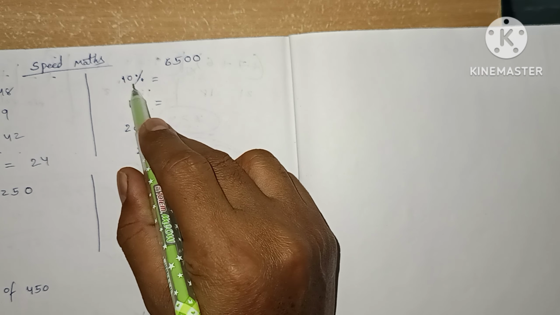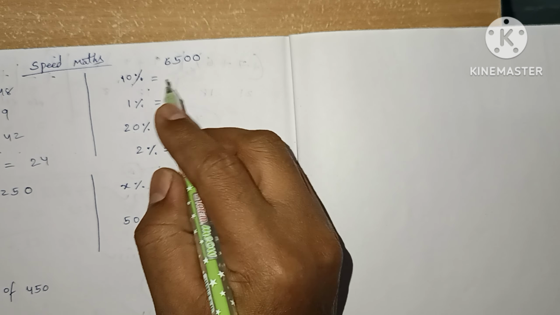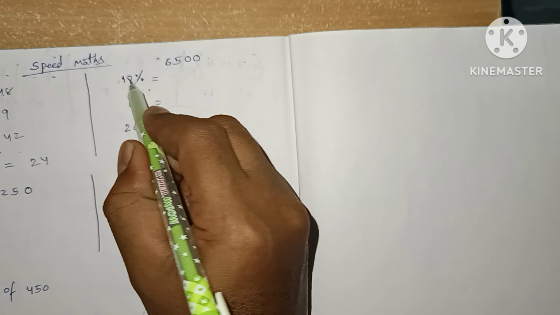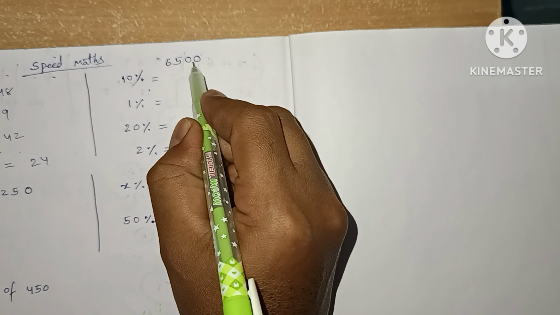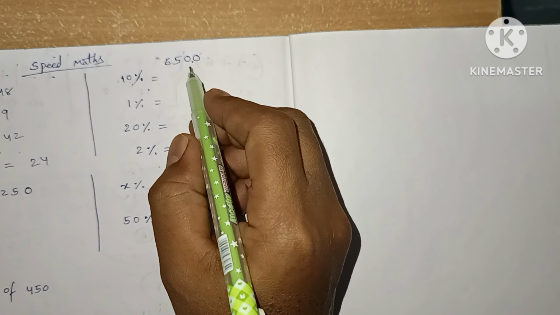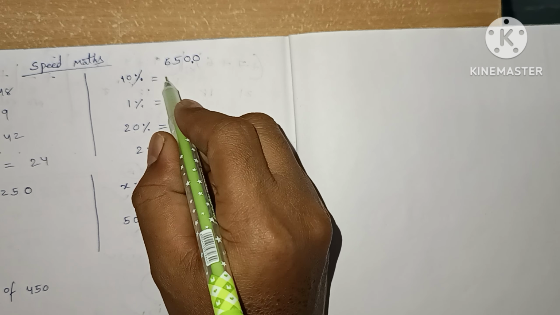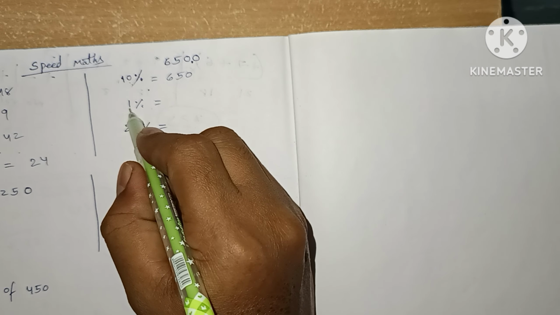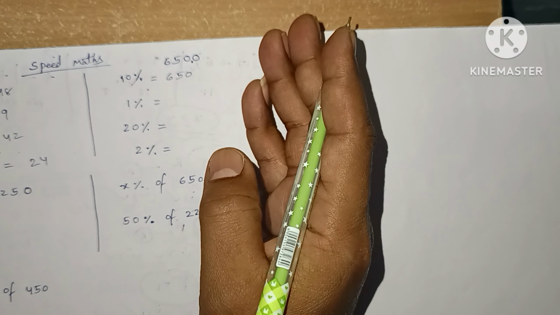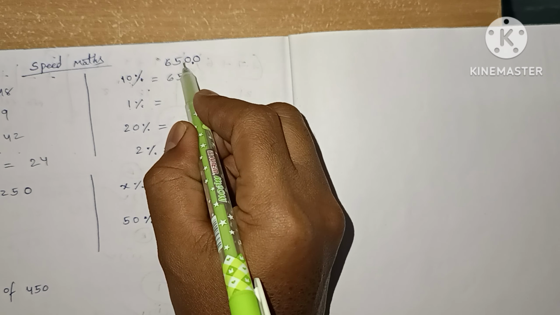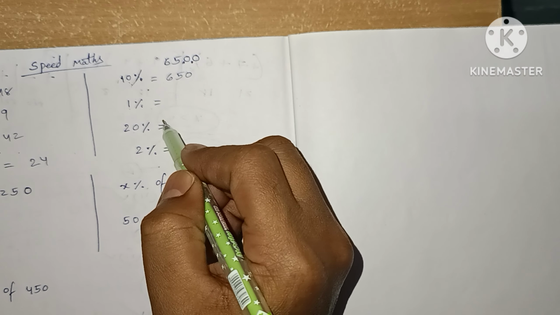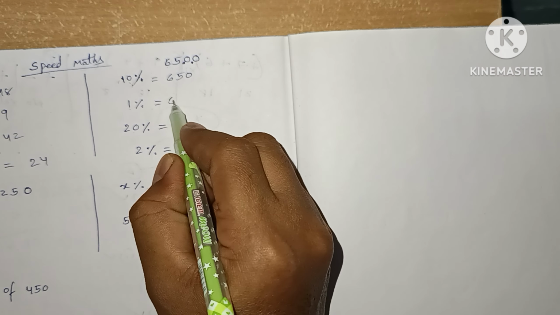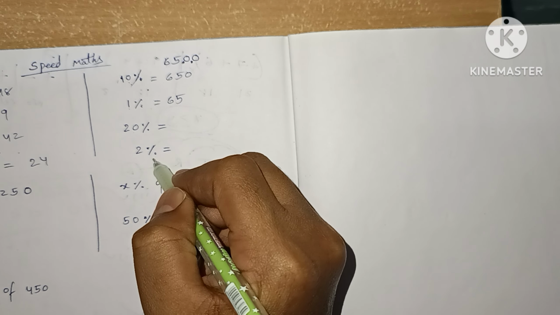How to calculate 10 percentage of 6500. If we see 10 percentage, we place a decimal point from the right side after one digit. So the 10% value is 650. What will be the 1% value? We place a point after two digits. So the 1% value is 65.